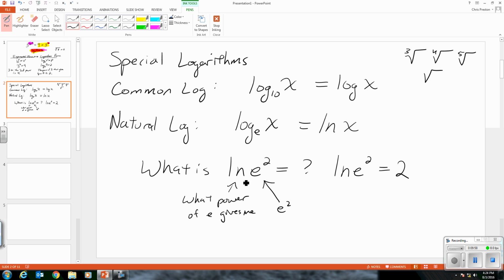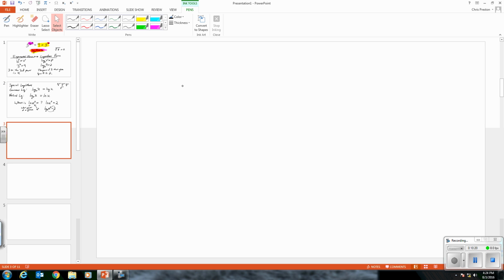The power of e that gives you e to the second power would be 2. So this first e, if I wanted to write it out in a more standard notation, it would look like this. So e to the second power gives me that. That's how that log notation works. So, you know, ln's a special one. So this kind of brings us into evaluating logs.